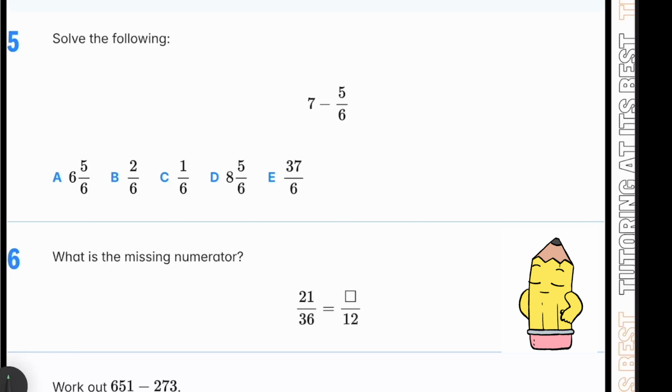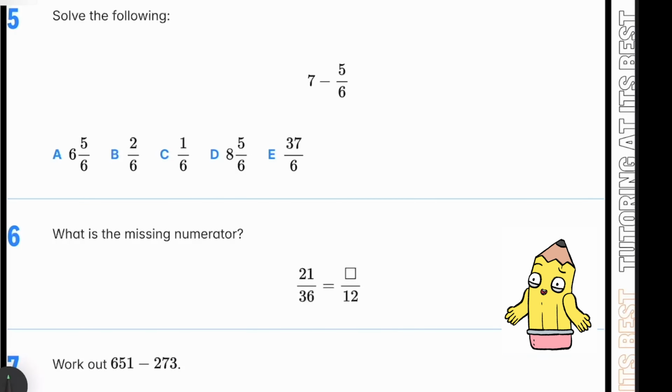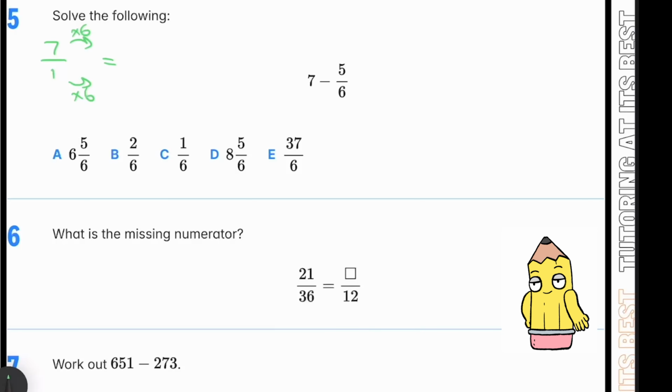Question 5. We're asked to subtract a proper fraction, 5 over 6, from a whole number. We can do this if we convert 7 into a fraction with the same denominator as 5 over 6. So we'll have 7 over 1, which is equivalent to 7, but we'll times everything by our denominator. And that there will be 42 over 6.